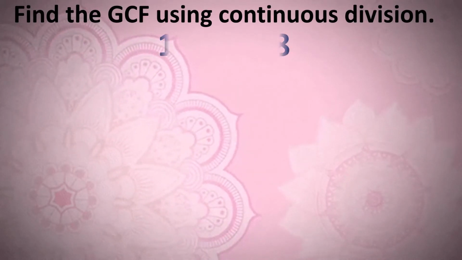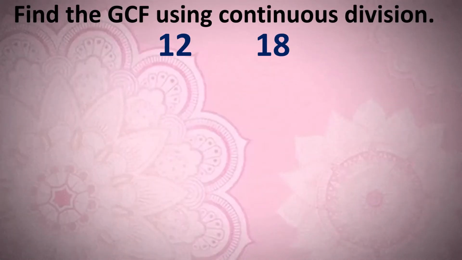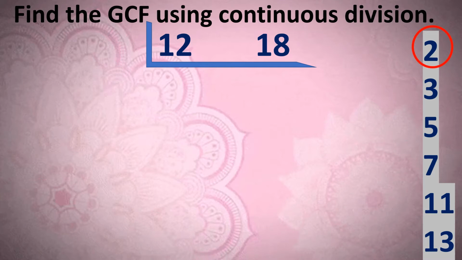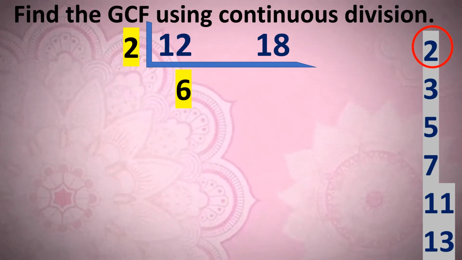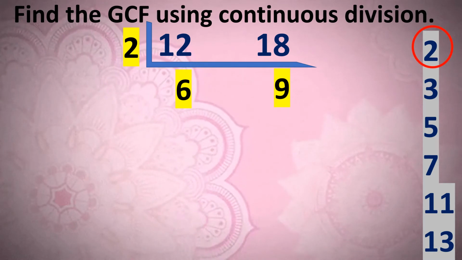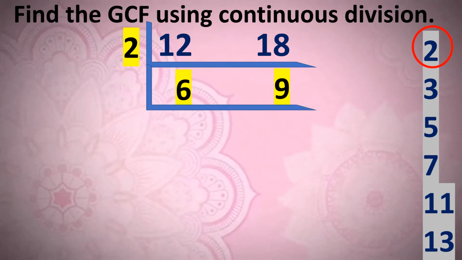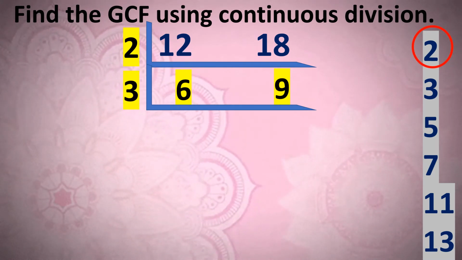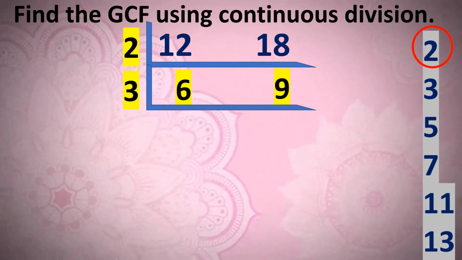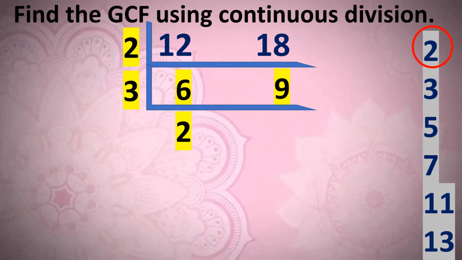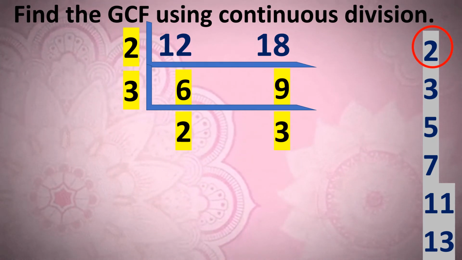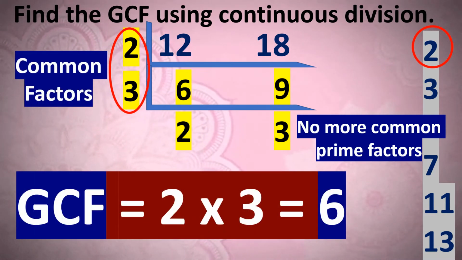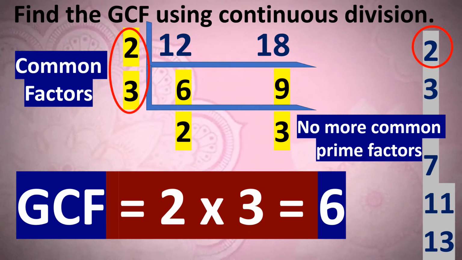Okay, next numbers are 12 and 18. So 12 and 18 can be divided by 2. So I use 2. So 12 divided by 2 is 6. 18 divided by 2 is 9. So since 6 can be divided by 2 but 9 cannot be divided, I will proceed to number 3. So I use 3. So 6 divided by 3 is 2. 9 divided by 3 is 3. So there is no more common prime factors. And the common prime factors are 2 and 3. And then the GCF now is equal to 6.